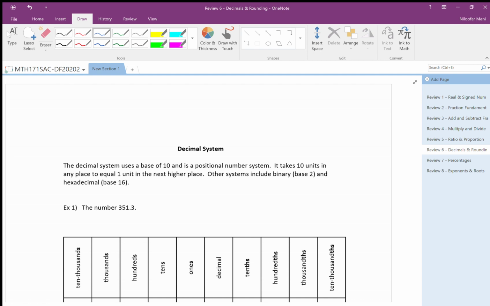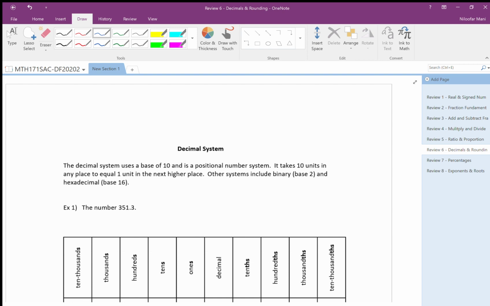Hi everyone, here we are going to move on to review 6, which is the decimal system and rounding. These are just what we need for our future topics and lessons, so you may know many of them, and some parts may be repeating for you.